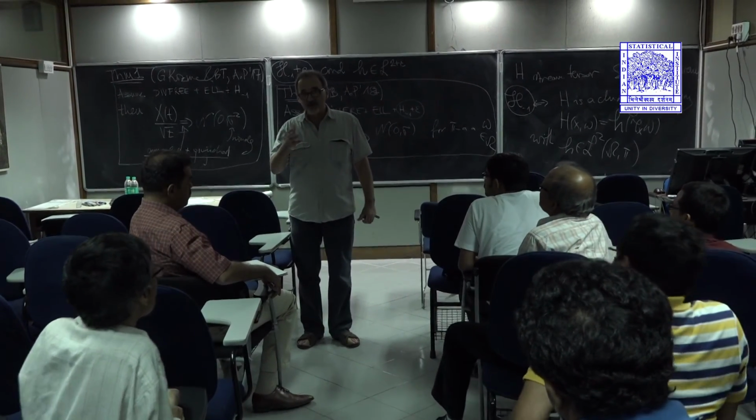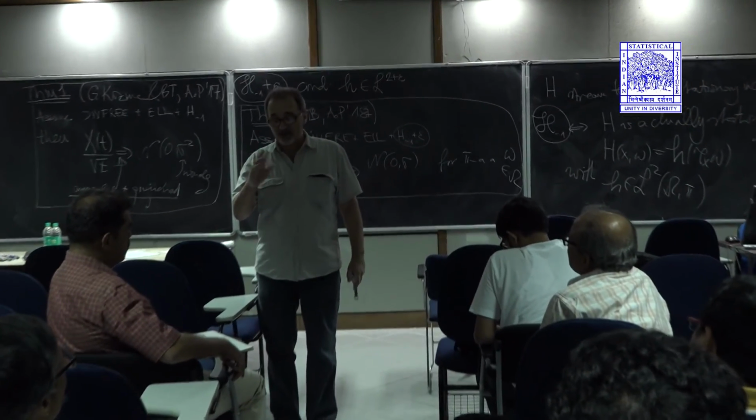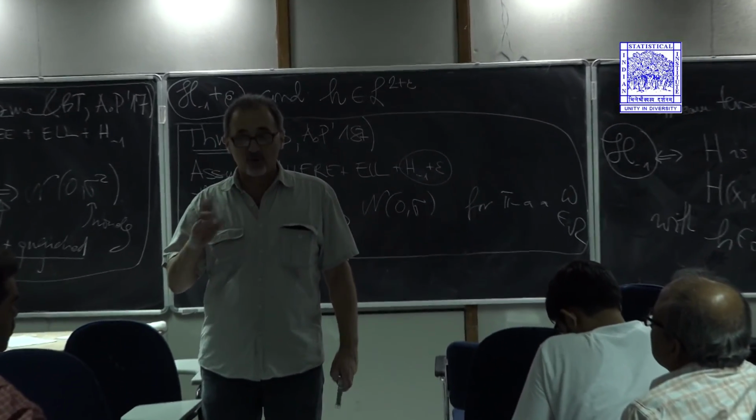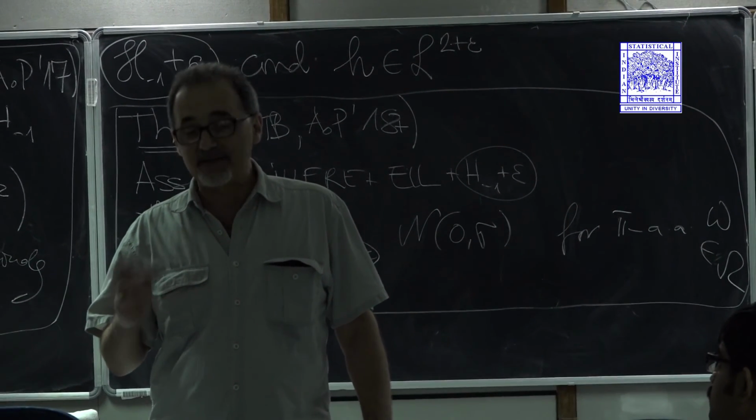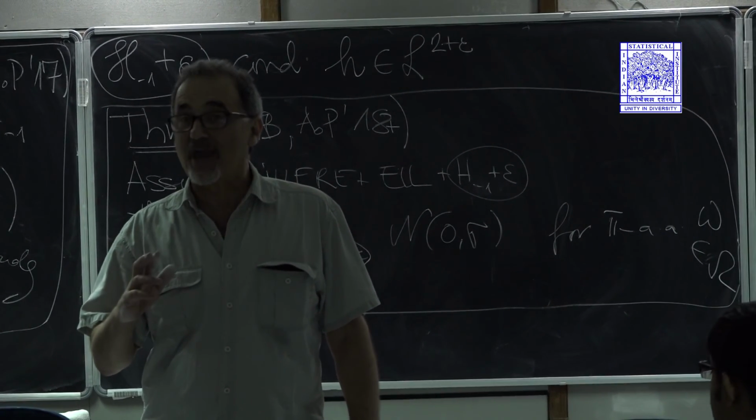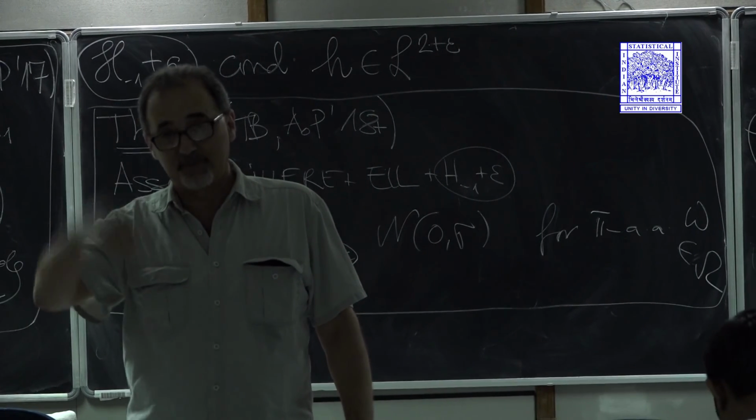So 3 is in general the critical dimension. There were other models where 4 was the critical dimension, but it had some special reason for that. But 3 is the dimension when things change. Typically, that's because of the integrability of 1 over p squared.